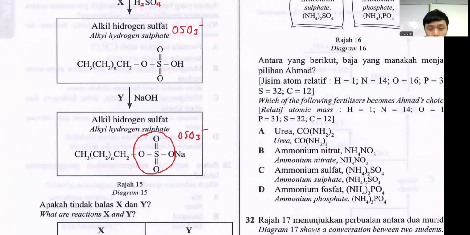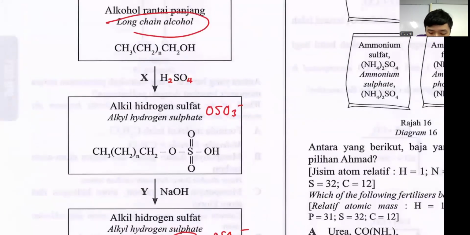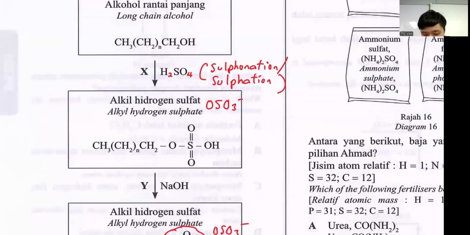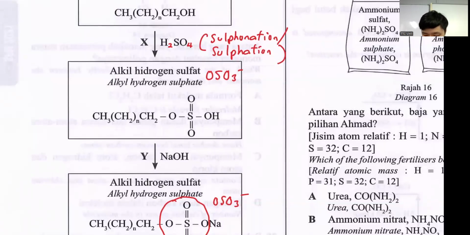To get your detergent, it undergoes 2 processes. The first part is when you add long chain alcohol with sulfuric acid. This process is called sulfonation, or in this question they give you sulfation. Same thing, it means you add sulfuric acid. Alcohol plus sulfuric acid gives you alkyl hydrogen sulfate.